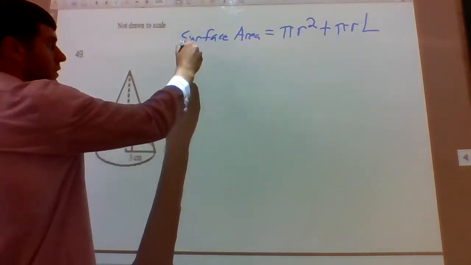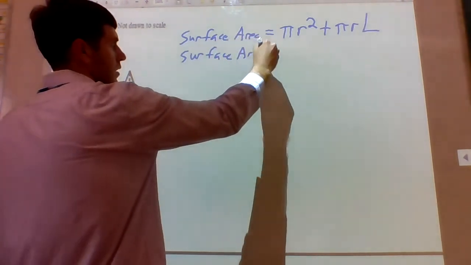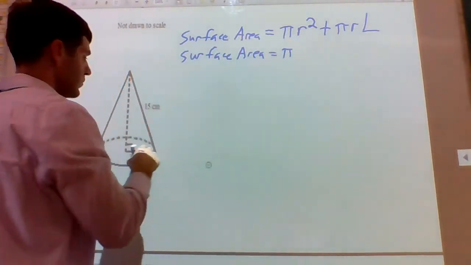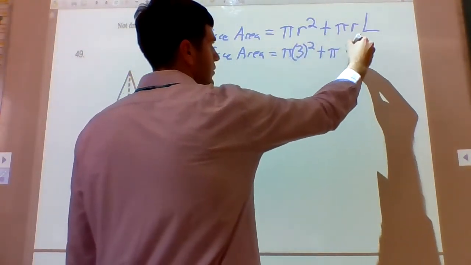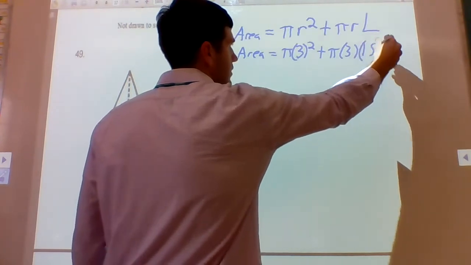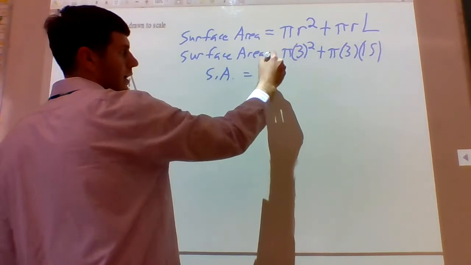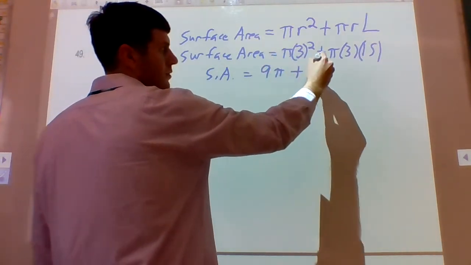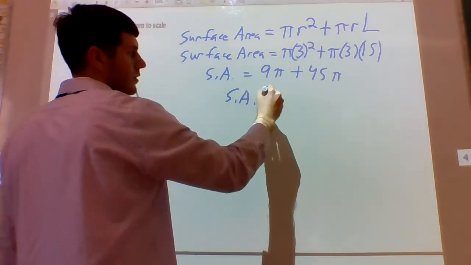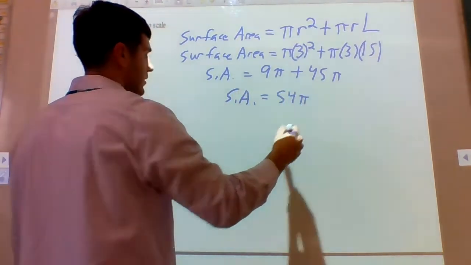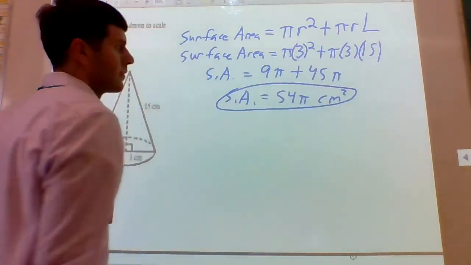So our surface area is pi times the radius, 3, squared, plus pi times 3 times the slant height, which is 15. That's going to be 9 pi plus 45 pi, which gives us a surface area of 54 pi. Units here would be centimeters squared.